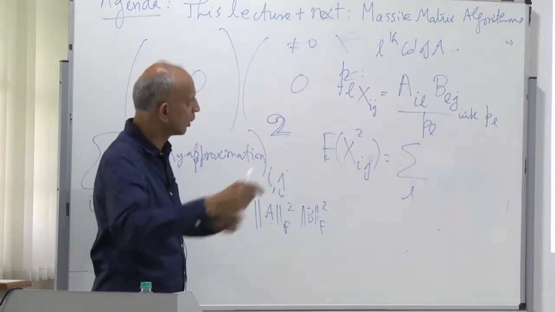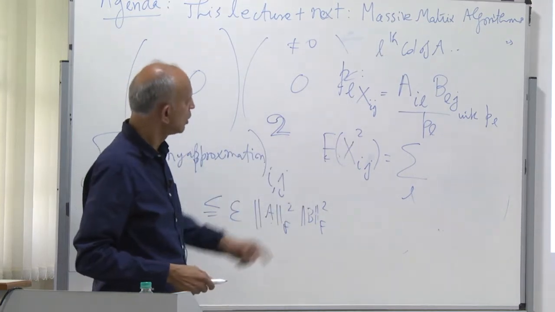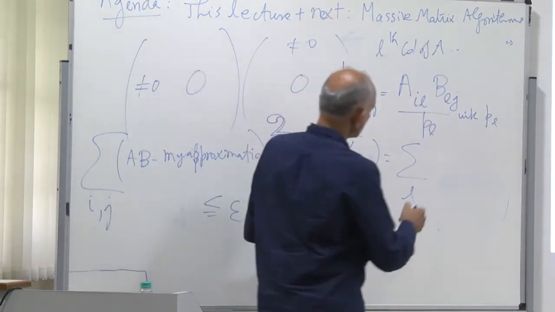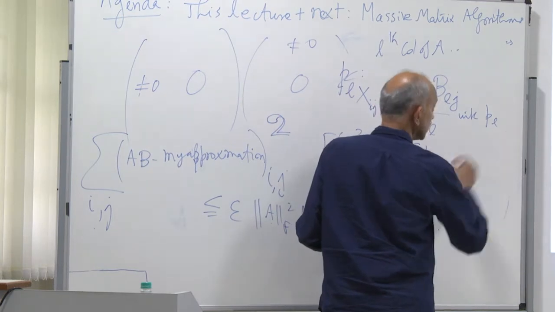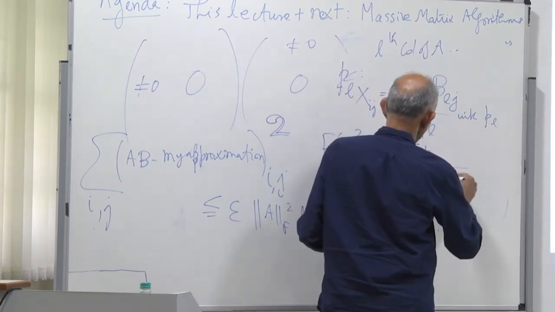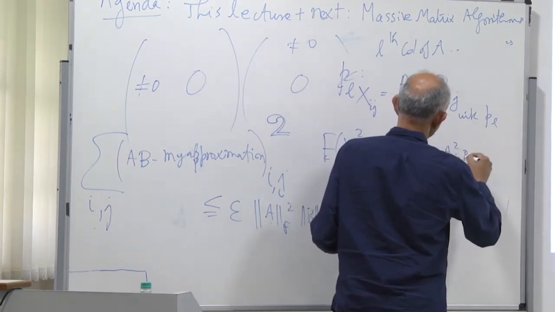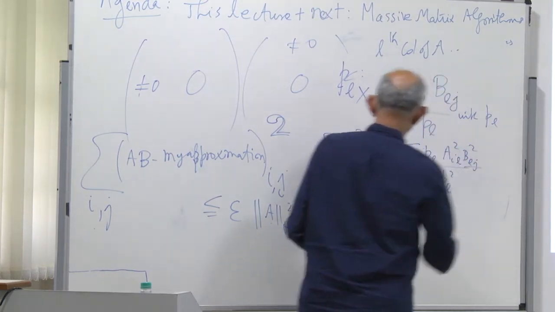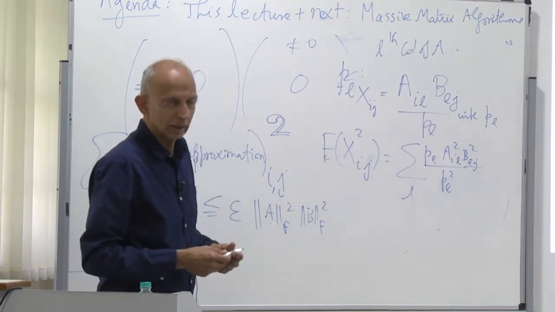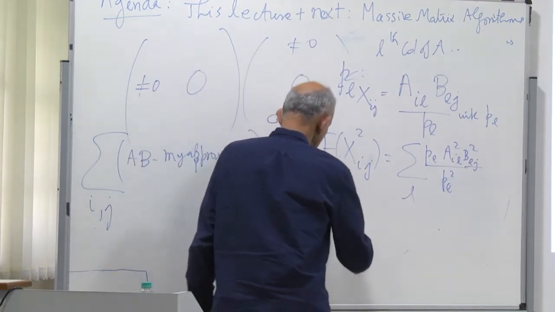So one trial, I'm picking one of those. The probabilities are PL, so I'm just writing the second moment down. I get PL is the probability of picking it, PL squared, and I get A_iL squared, B_Lj squared. Now the variance is slightly smaller than that, right?